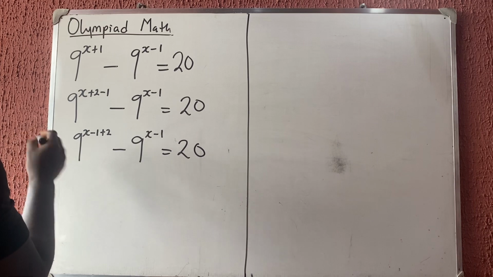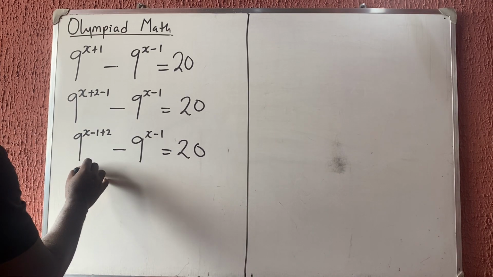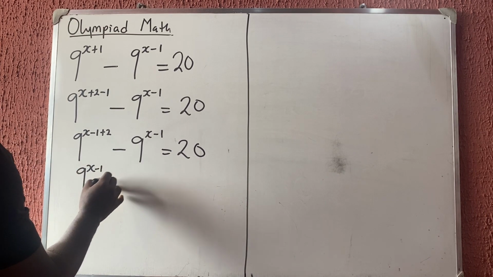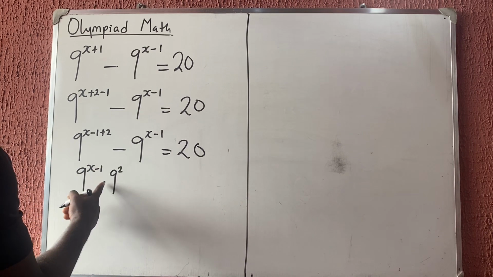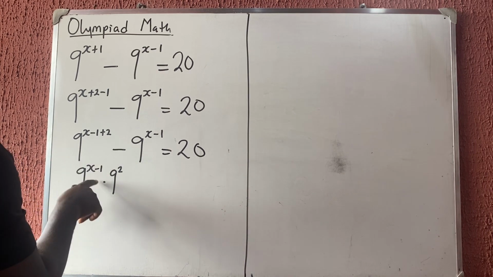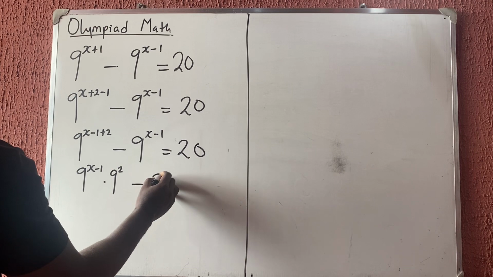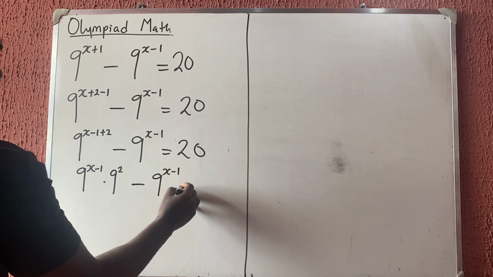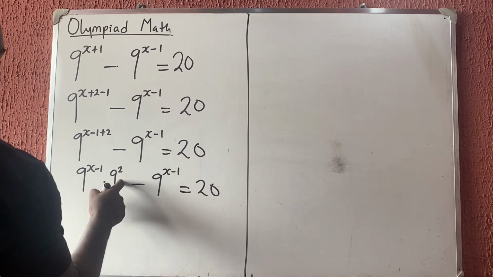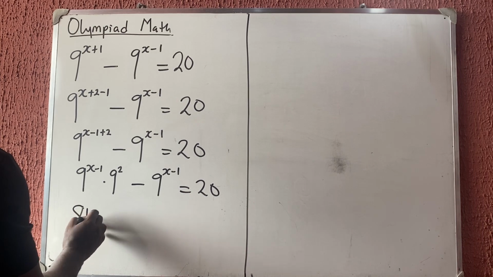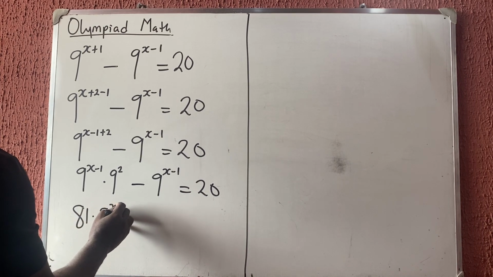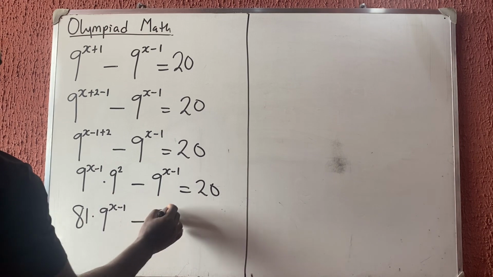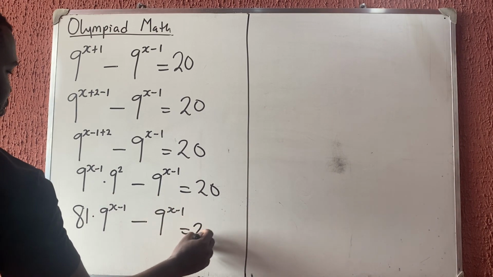So now if I separate them according to indices, it's going to be 9 raised to power x minus 1 times 9 raised to power 2, according to the law of indices. The reason I have this plus was because of times. Then minus 9 raised to power x minus 1 is equal to 20. This is now 81, so I can write it as 81 times 9 raised to power x minus 1, then minus 9 raised to power x minus 1 is equal to 20.